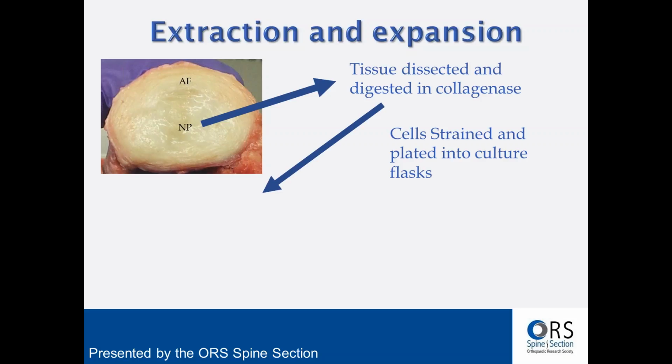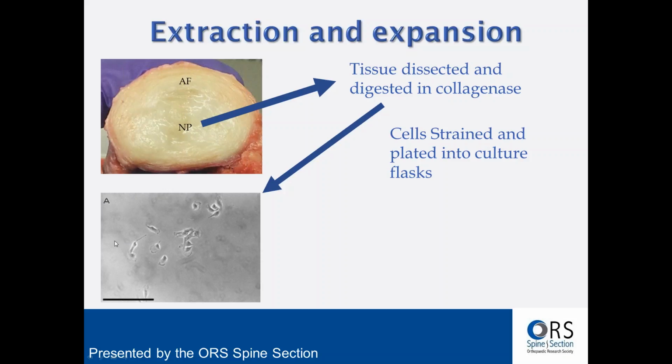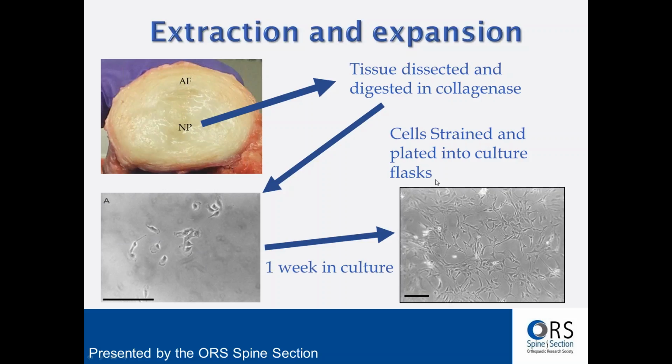to settle down. After about 24 hours, we can see cells starting to settle to the base of the flask, and this is just in what we call monolayer culture or adherent population culture. And you can see the cells are just starting to spread out on the actual culture plate. Now, after about 1 week in culture, the cells look more like this.